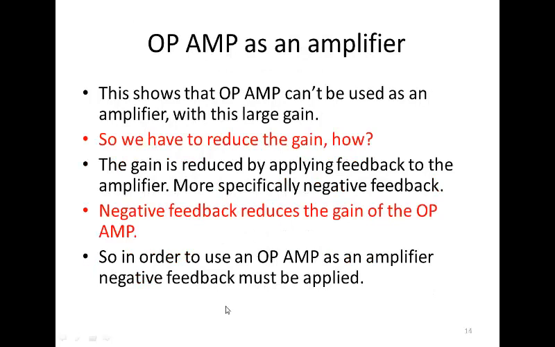So op-amp as an amplifier: how can we use the op-amp as an amplifier with a gain of very large value, where we have to keep the input signal very small? What that means is we can only apply signals of microvolts at the input to get an output which would be undistorted. So this shows that the op-amp cannot be used as an amplifier with this large gain, because the input signal has to be kept in the microvolts range, which is a very difficult task.